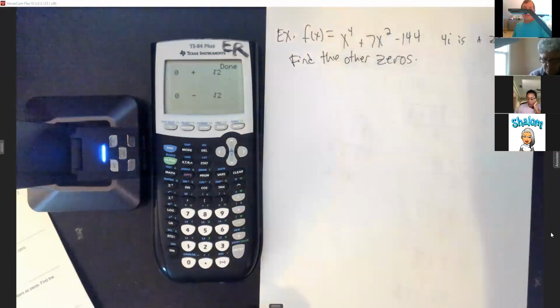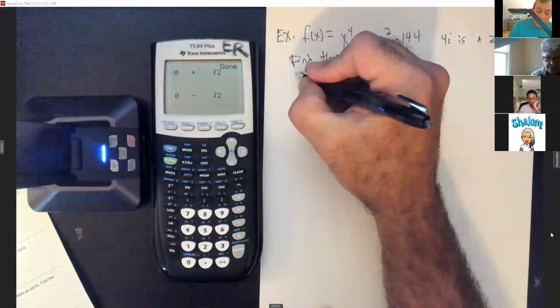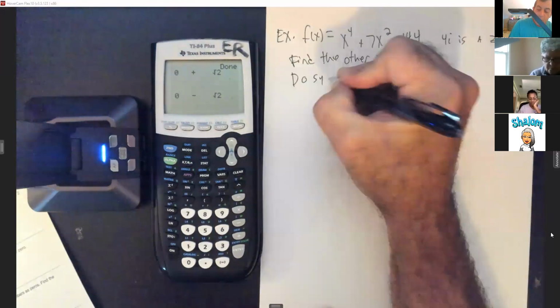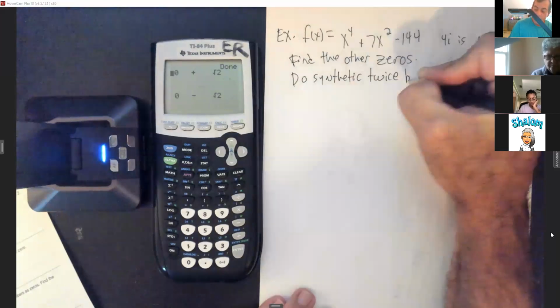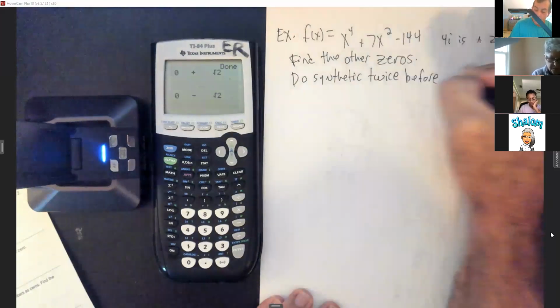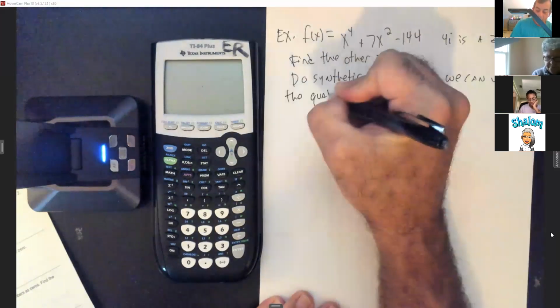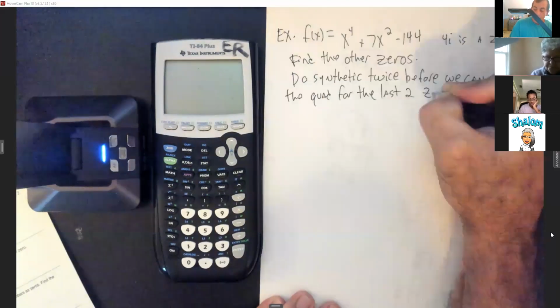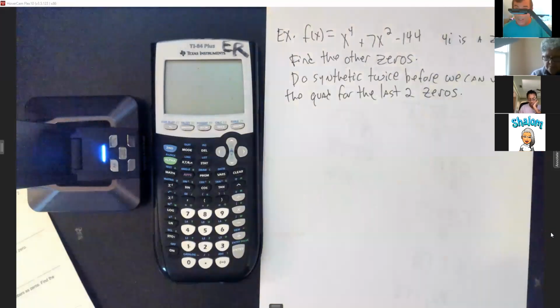So let me tell you what. Since I have an x to the 4th and I can't use the quadratic formula until I get it to an x squared, we have to do synthetic division twice before we can do the quad for the last two. So the quad always finds the last two. You just have to get the first two on this.